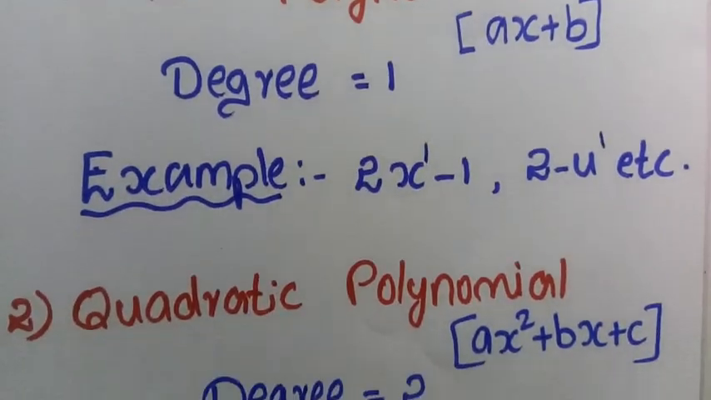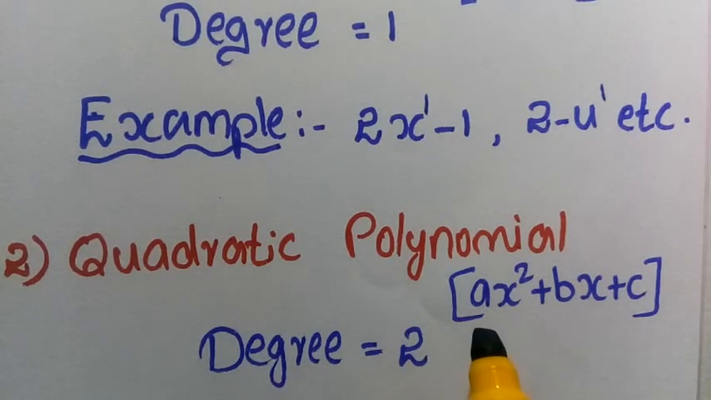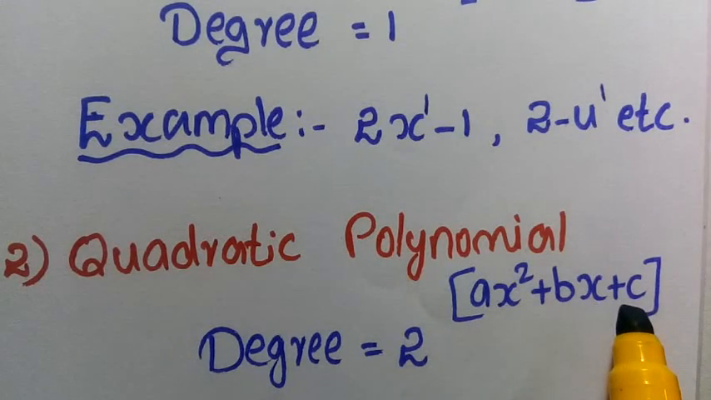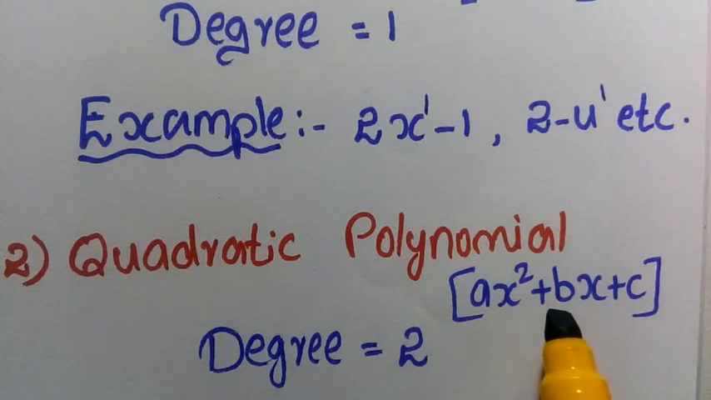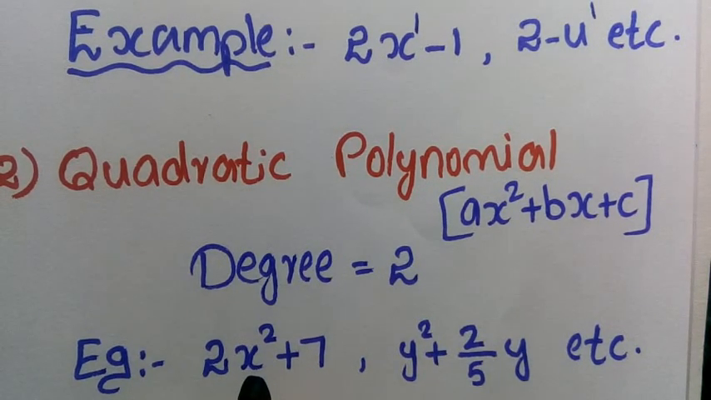Next type is quadratic polynomial. A polynomial of degree 2 is called a quadratic polynomial. The general form of the quadratic polynomial is ax square plus bx plus c. So in a quadratic polynomial we have at most 3 terms. Example, 2x square plus 7. Here the highest power of the variable x is 2. So it is a quadratic polynomial.